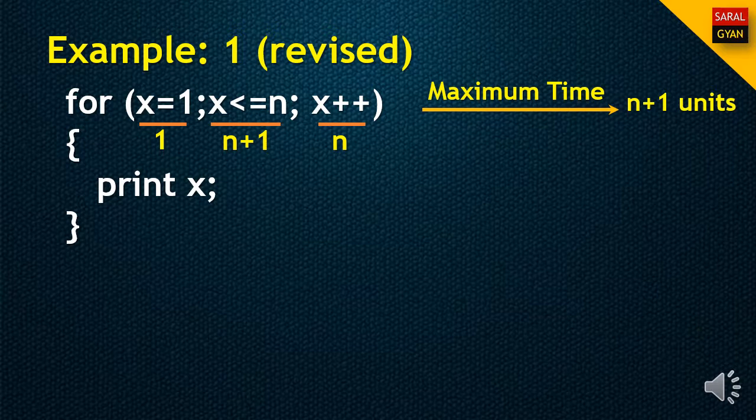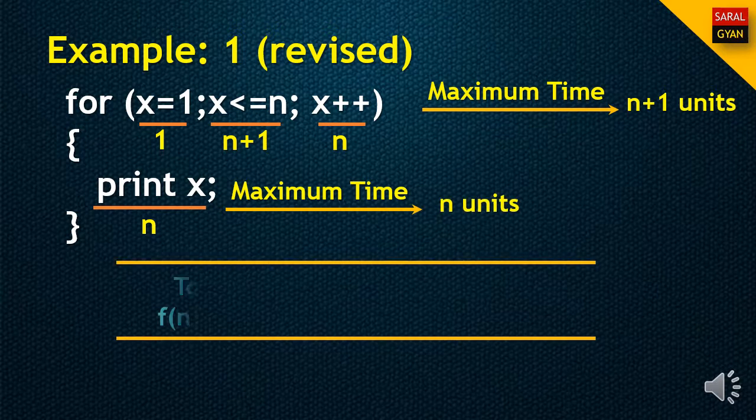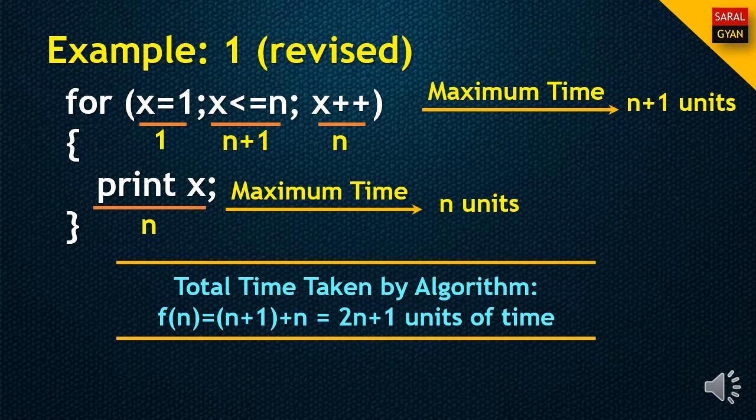Whatever is written inside the loop body is going to execute n times. Hence this print statement will take n units of time. If you total it, it gives you n plus 1 plus n, that is 2n plus 1 units of time. Since this time is a function of n, we represent the time complexity as a function of n, f(n).